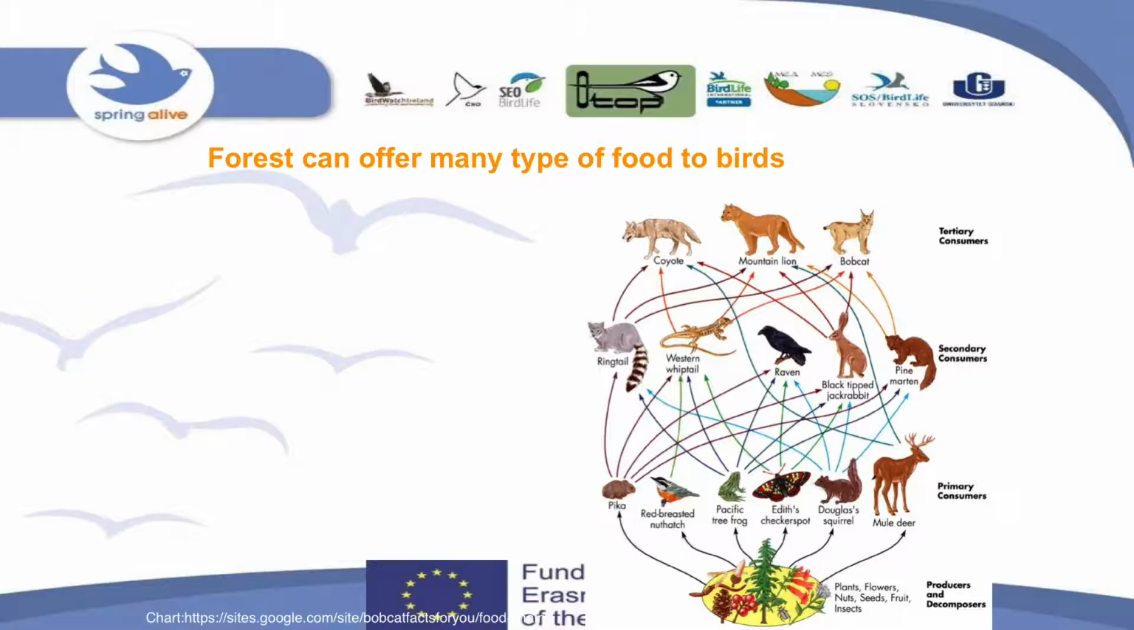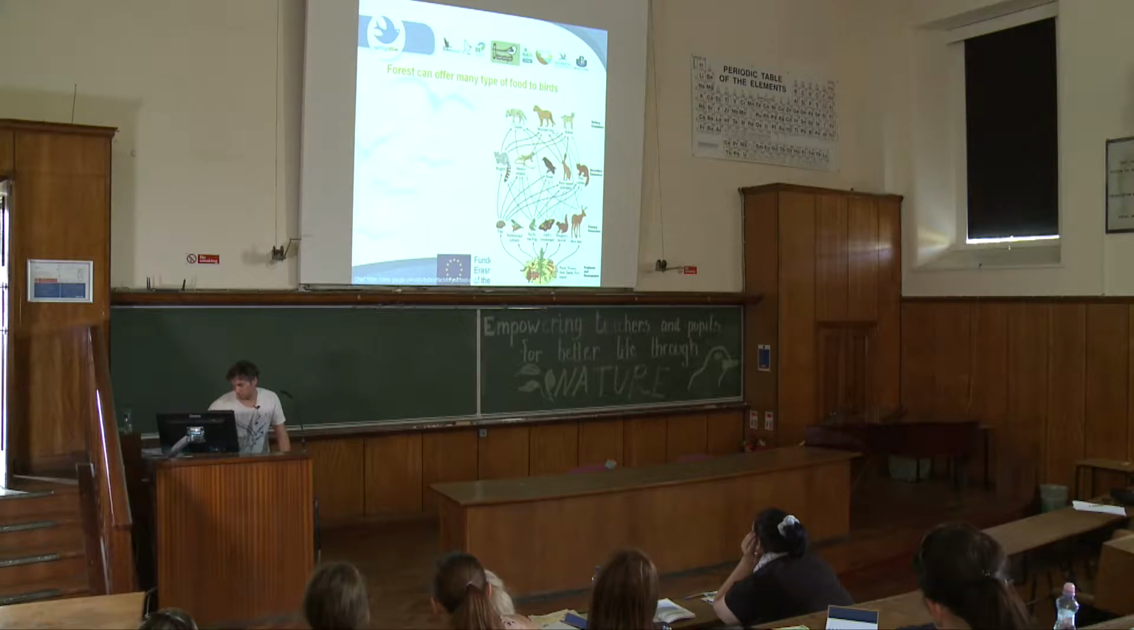You can see also, this is a food chain. The relationships between predators and prey, animals and herbivores, carnivores are really complex. That means also that the shape and the behavior of birds are going to be totally different from each other.